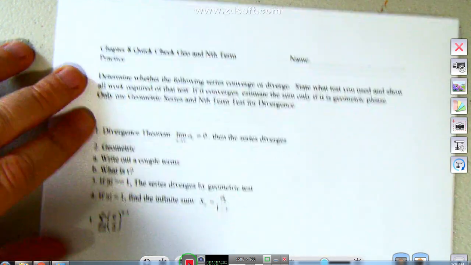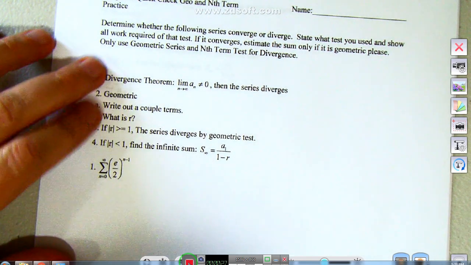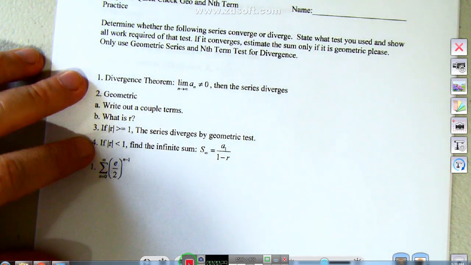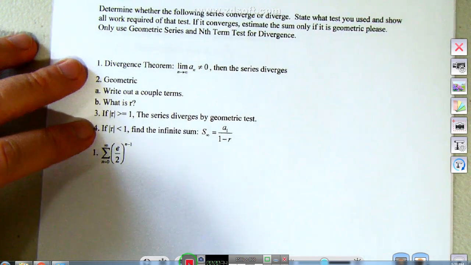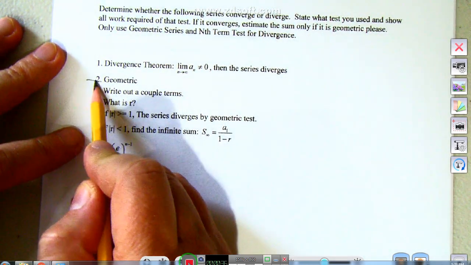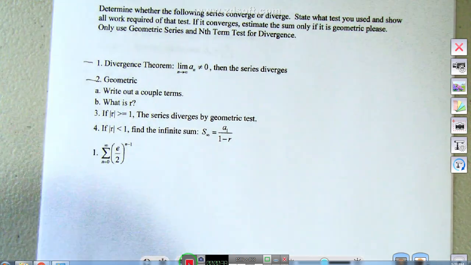So the directions are the same and the first problem is the same. I just added this information right here. So this is the process that you want to go through when doing these problems here. The only 2 things that we're worried about here are geometric and the divergence theorem.